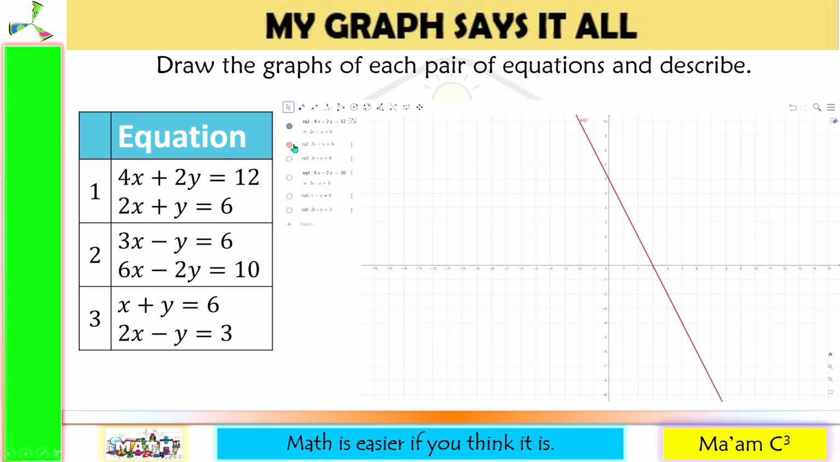Okay, let me untick that again. First equation, and this one is the second equation. What did you notice? The graphs coincide with one another. So that is the graph of the first pair.